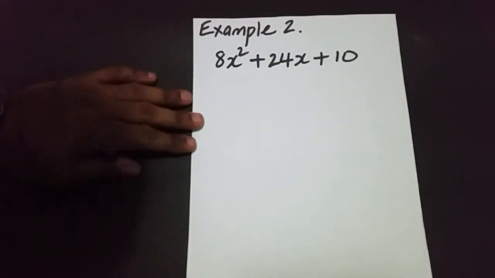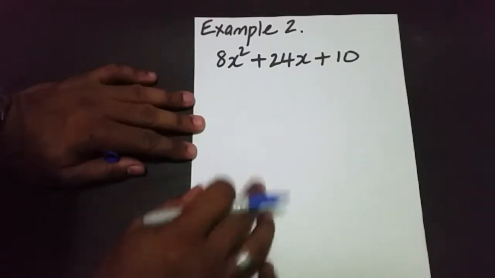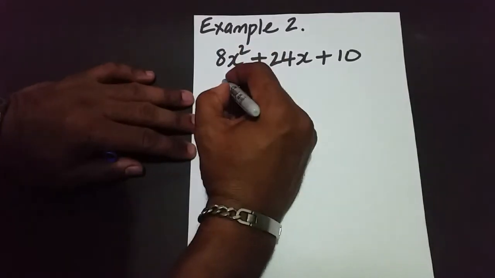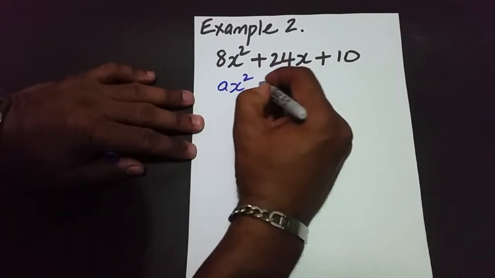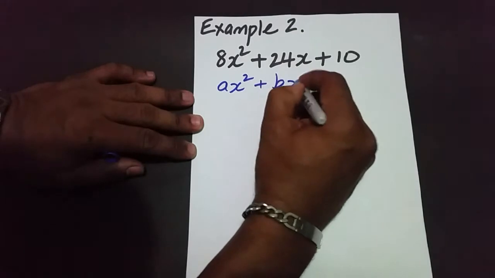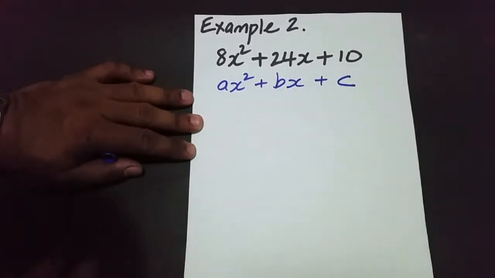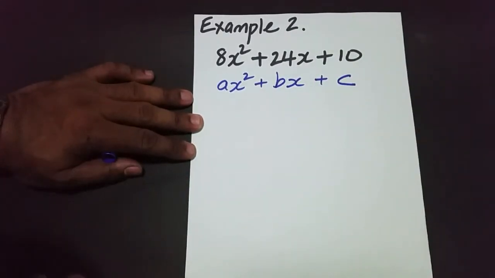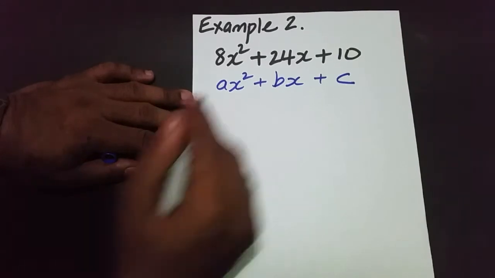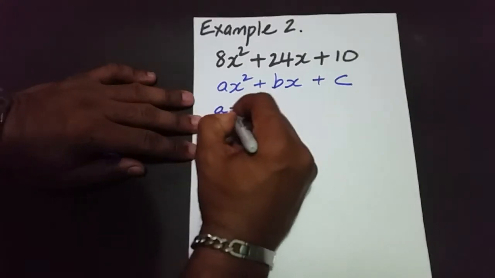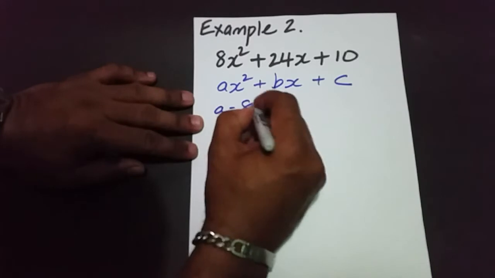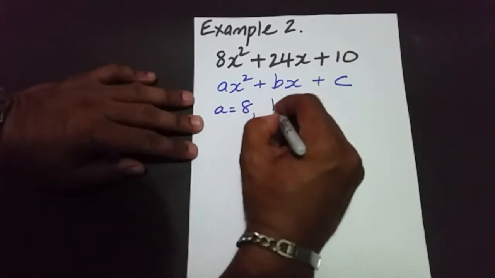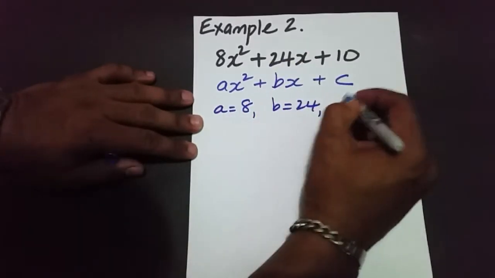Alright guys, here's example 2. And again, we have to ensure that we check to see if the quadratic is in this form. And you would agree that the quadratic is in fact in that form. And you can clearly see in this particular case here, A is 8, B is positive 24, and C is 10.